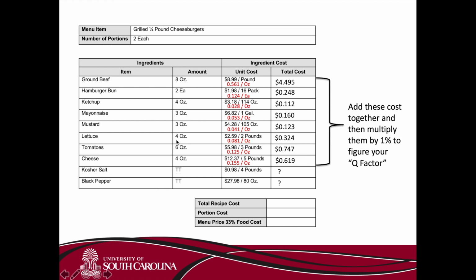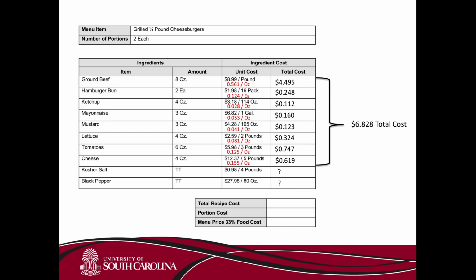So we've got our 2-taste kosher salt, and our 2-taste black pepper. We don't know what those are. We do know what all these costs are here for these other items. So we're going to add those together. We come up with $6.82, almost 83 cents. Okay. We're going to multiply that by 1%. That is 0.01 on your calculator. That gives us 0.068. Okay. That will go in both of these. Okay. So you plug that Q factor number in every one of them.